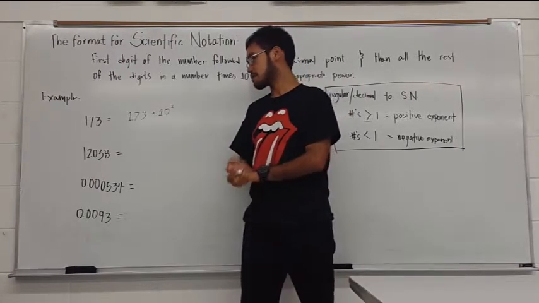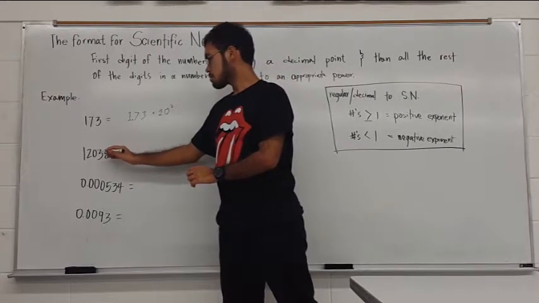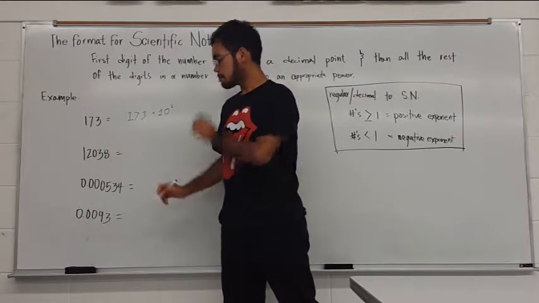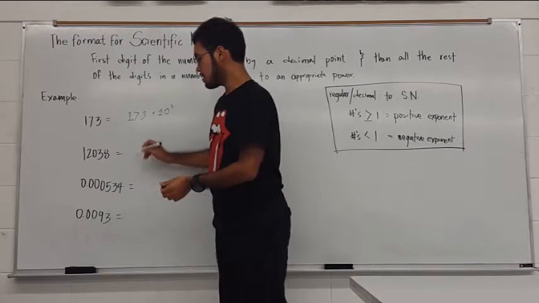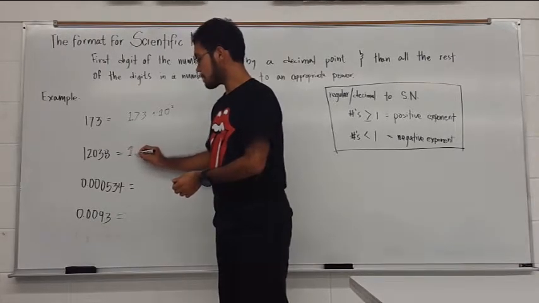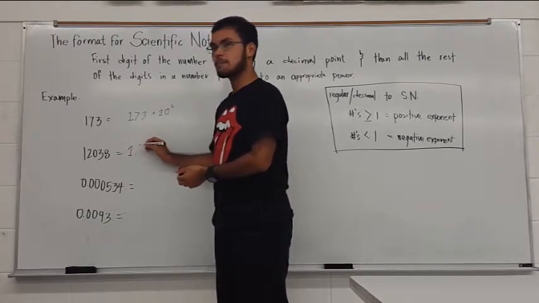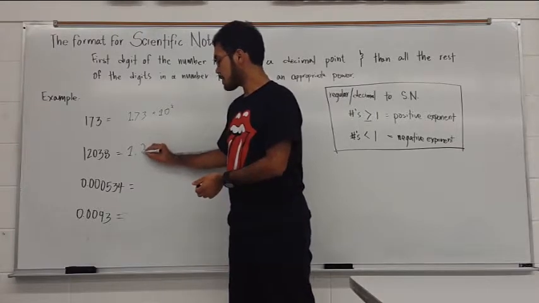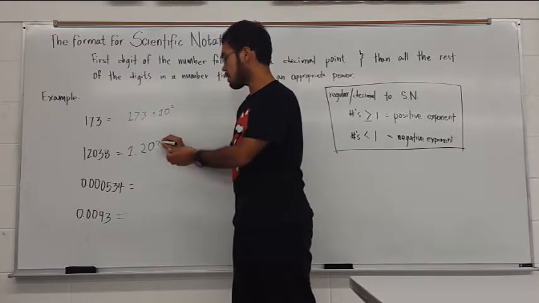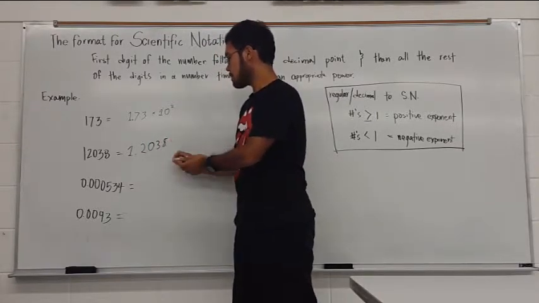Now let's move on to the next one. 12,038. Now do the same thing. Write 1, then put a period or a decimal point. Then write out the rest of the digits because all of that is significant.